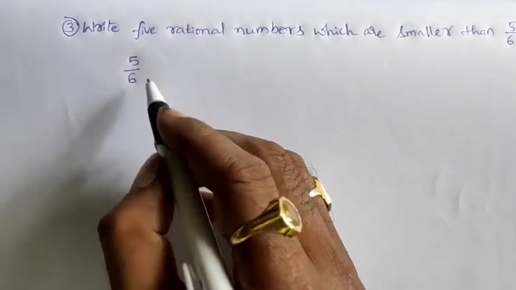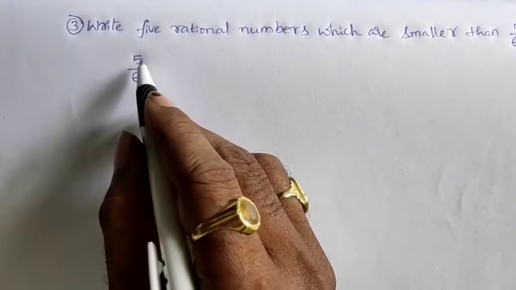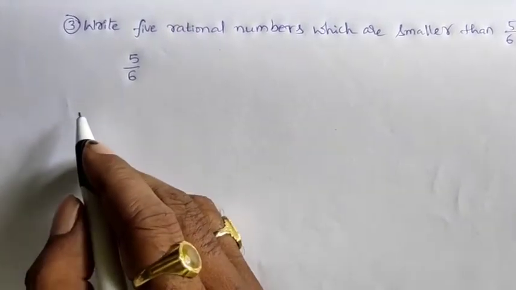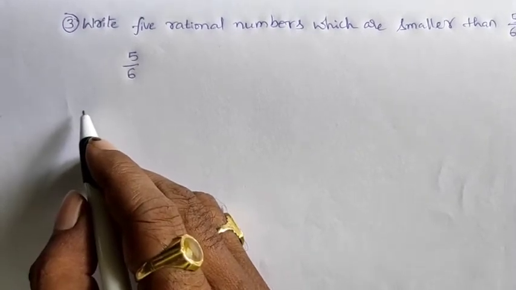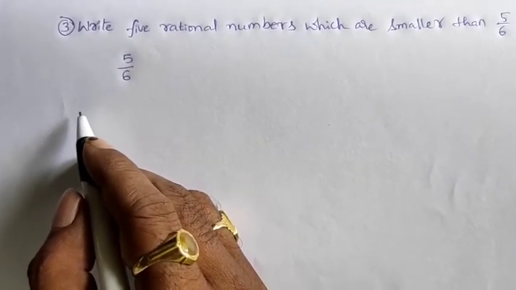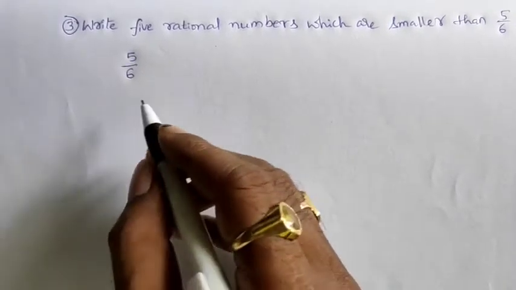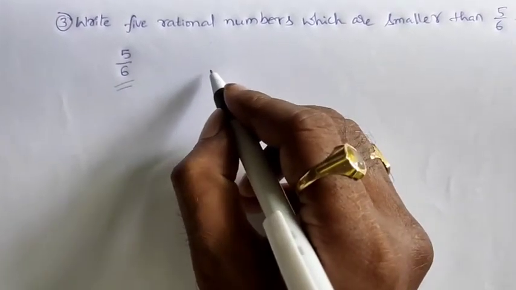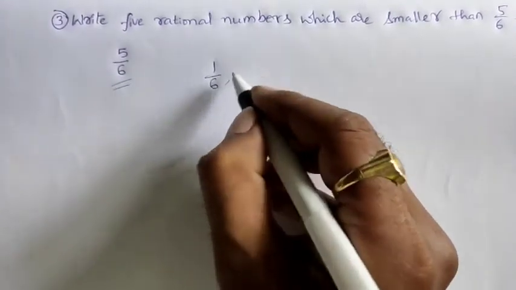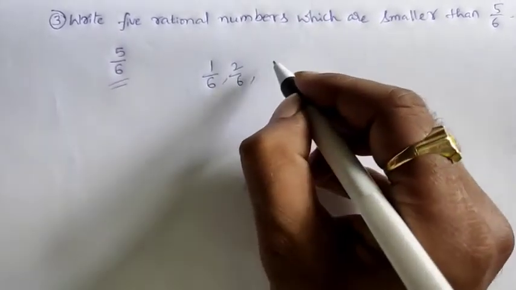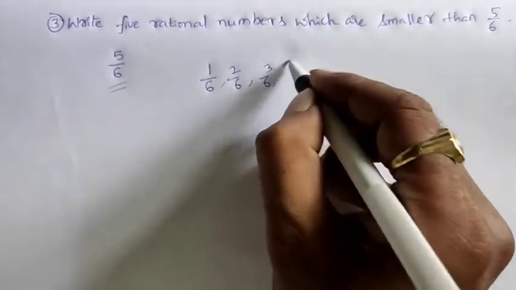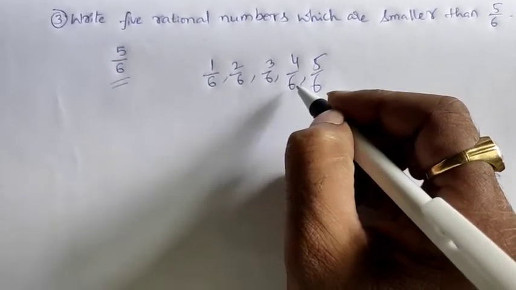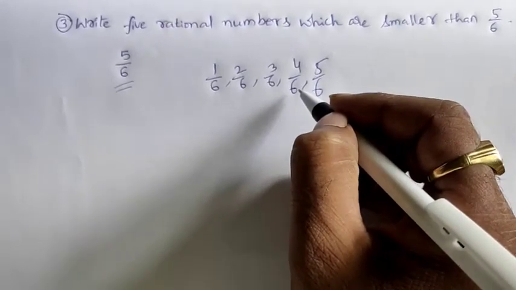So, a simple technique is, here the numerator is 5 and the denominator is 6. For less than, we have to take like fractions. It is easy to compare fractions which are like. So I am now comparing like fractions, writing like fractions of 5 by 6. What are those like fractions? 1 by 6, 2 by 6, 3 by 6, 4 by 6 and 5 by 6. Like fractions means having the same denominator.